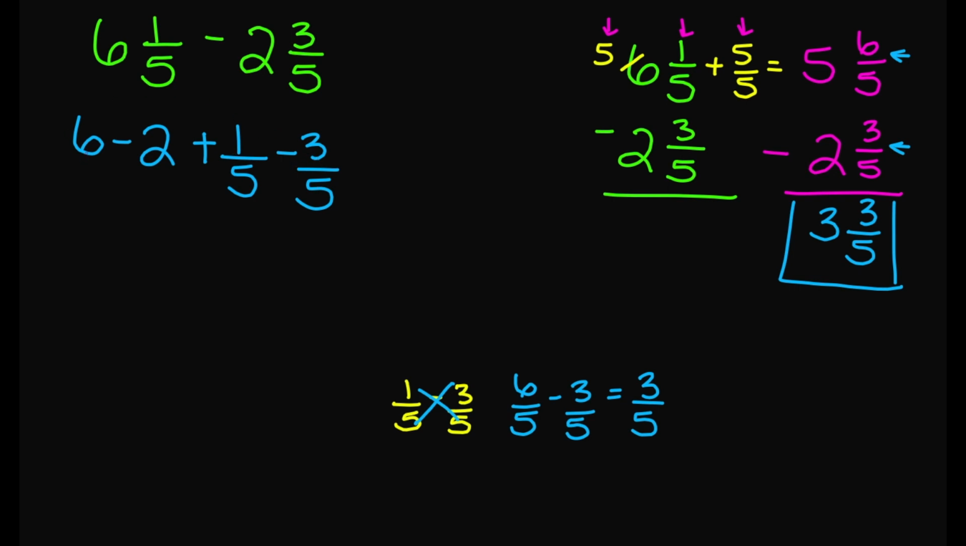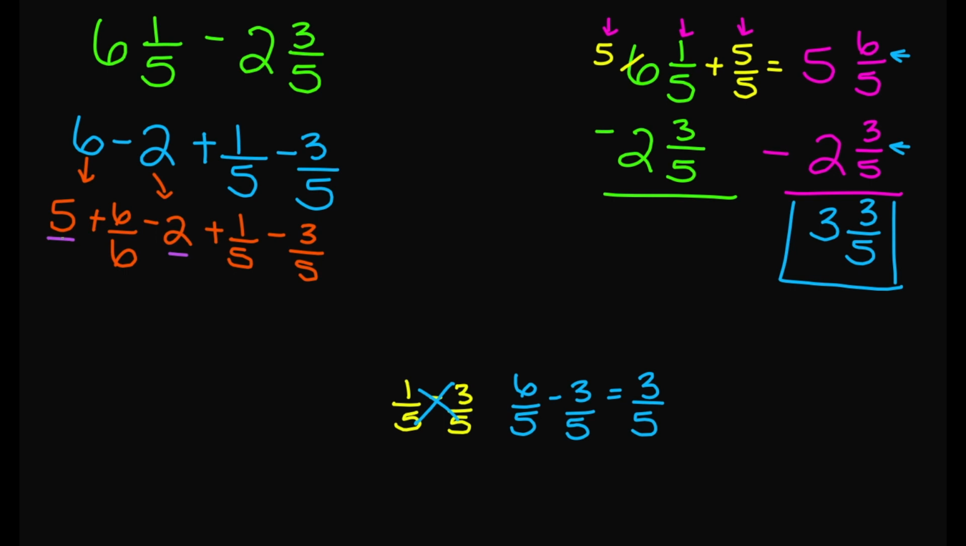So I'm going to use my 6 here. I'm going to borrow. So my 6 is going to become a 5. And then I'm going to add my 6 over 6 to this here because 6 over 6 equals 1. And then 5 plus 1 equals 6. So we just rewrote, that's all we did. Minus 2. And then plus 1 over 5. And then minus 3 over 5.